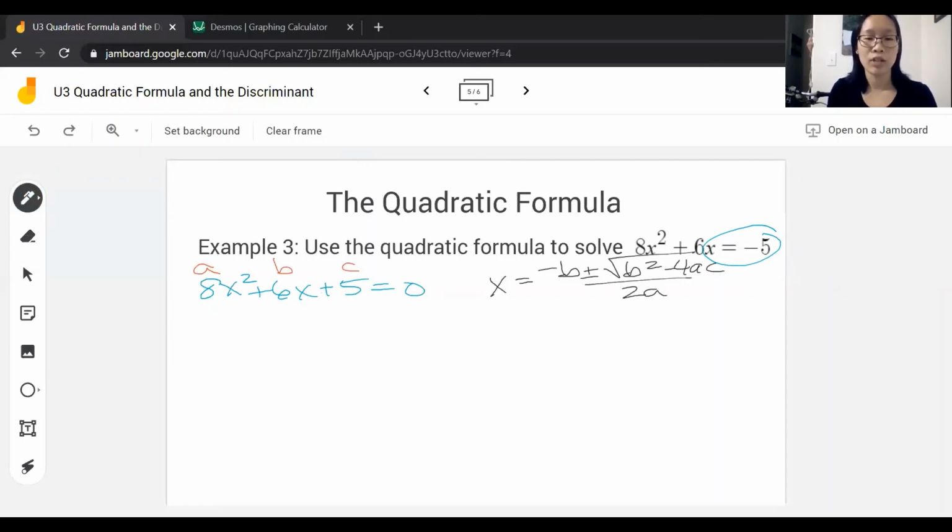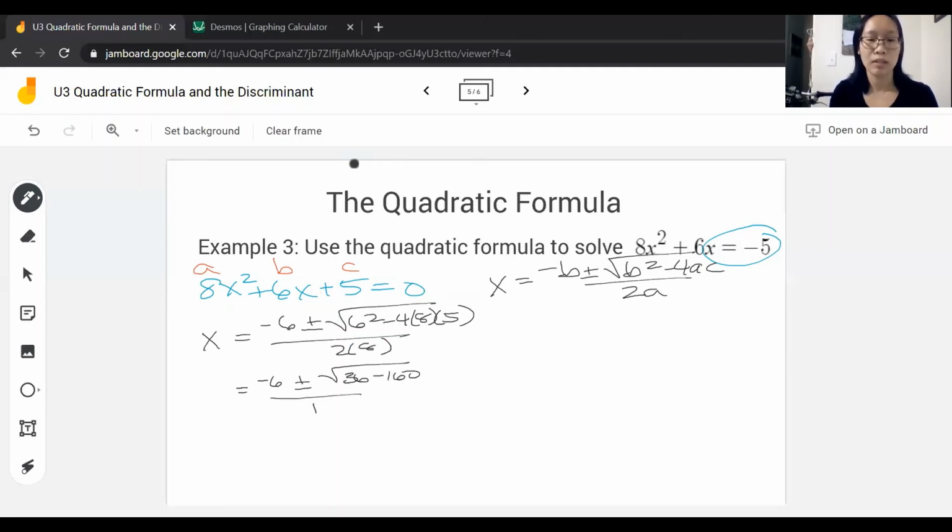My x is equal to negative b, which is negative 6, plus or minus the square root of 6 squared minus 4 times 8 times 5, all over 2 times 8. This is negative 6 plus or minus the square root of 36 minus 160 over 16. This gives me negative 6 plus or minus the square root of negative 124 over 16.